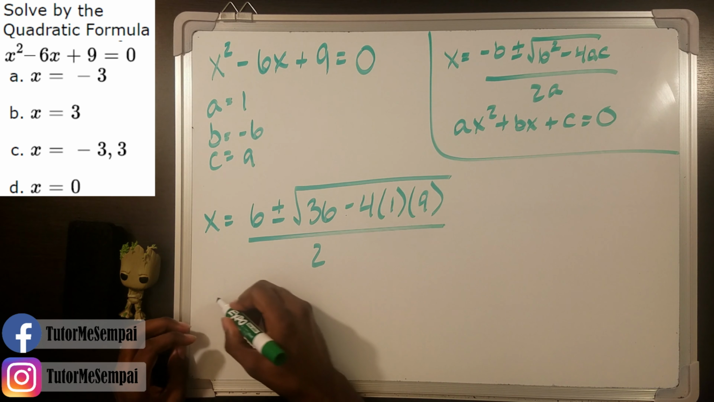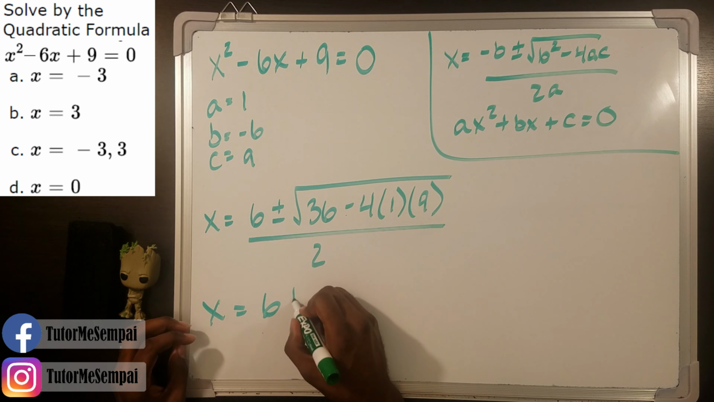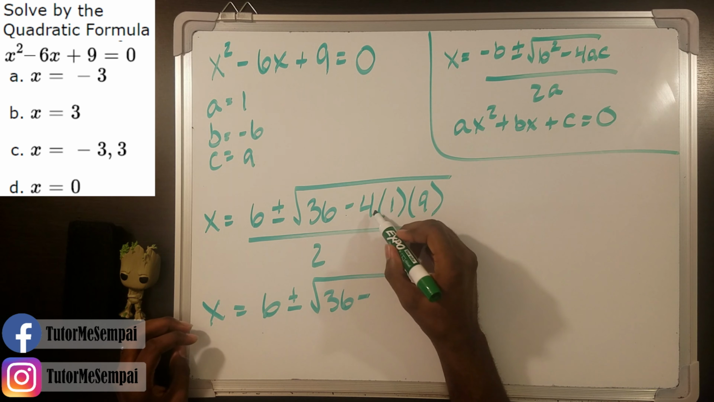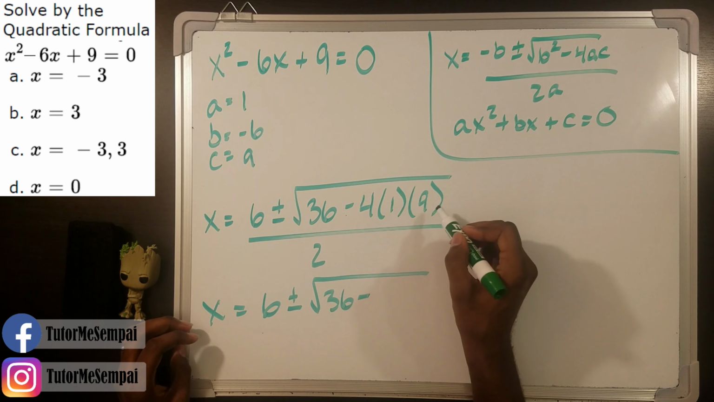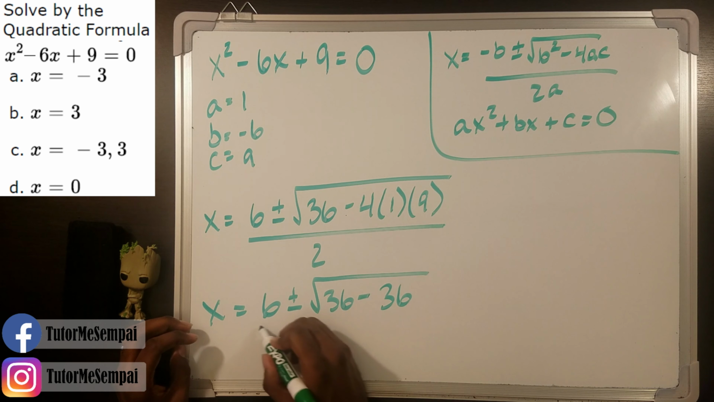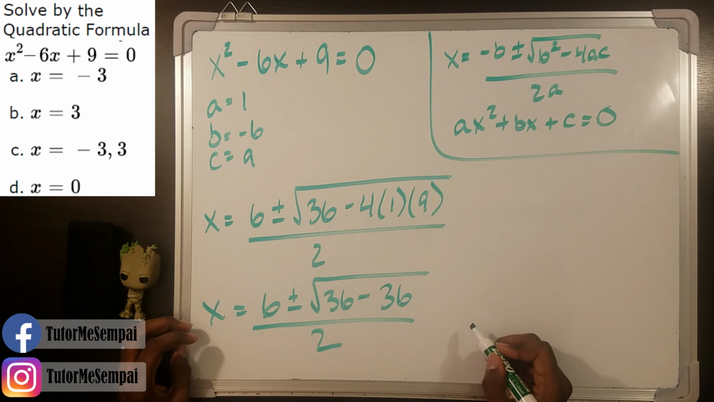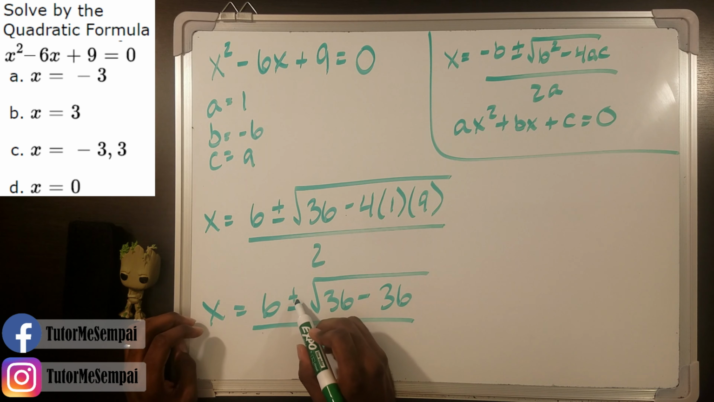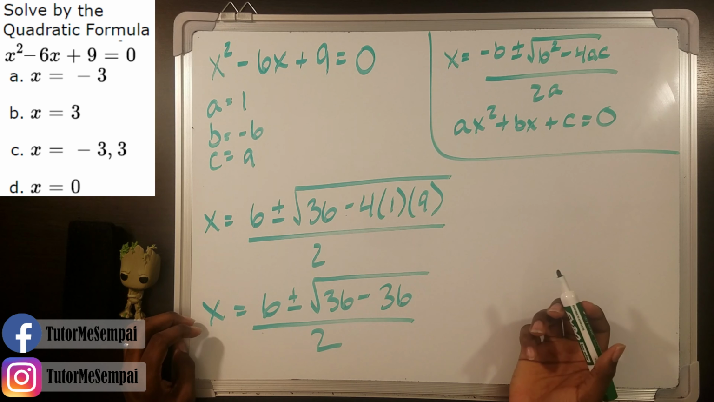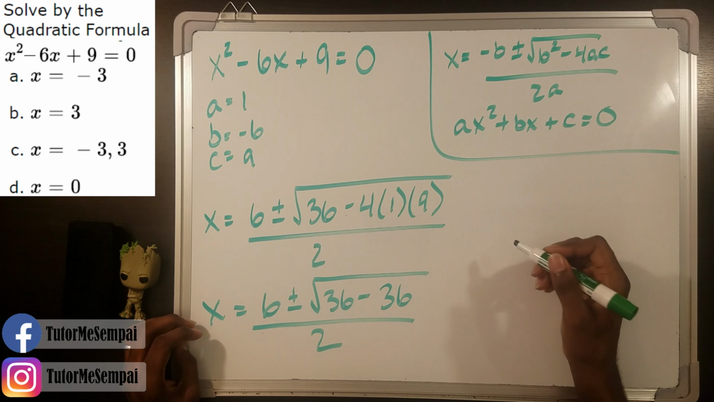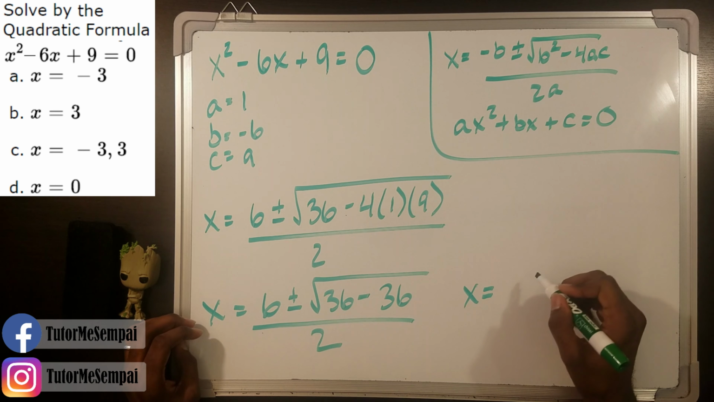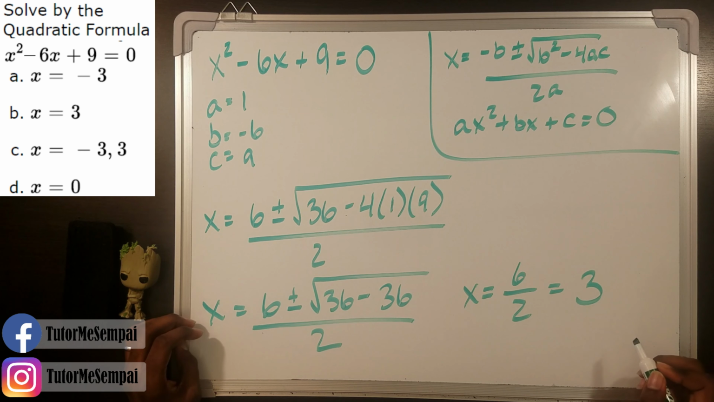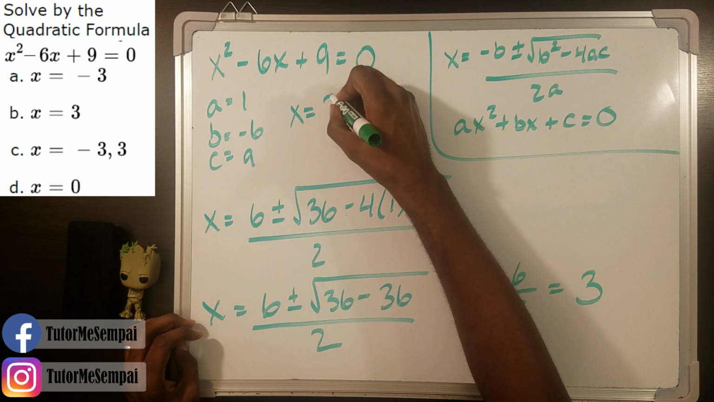So we can simplify this a little bit further. X equals 6 plus or minus the square root of 36 minus, well, what's 4 times 1? 4. And then 4 times 9, 36. All over 2. So you have a 36 minus a 36. So this is going to cancel it out. And this plus or minus is going to be plus or minus 0. So we really only have one unique root here, and that is when x equals 6 over 2 or 3. So our x is going to be simply 3.